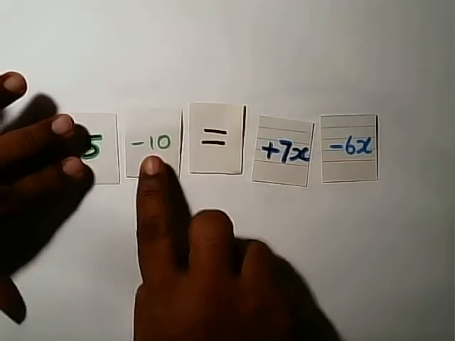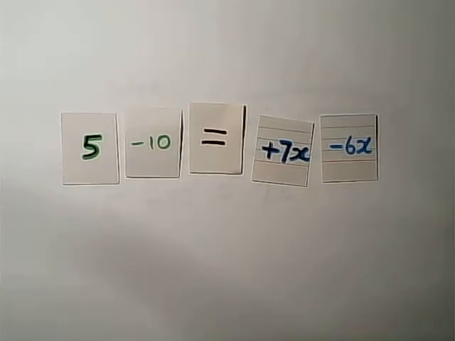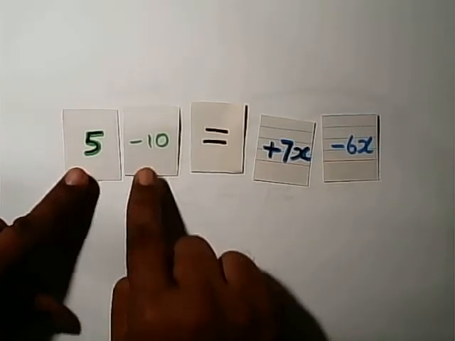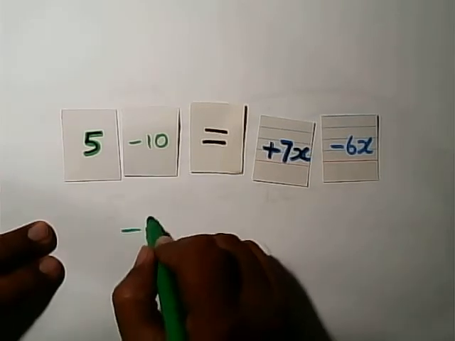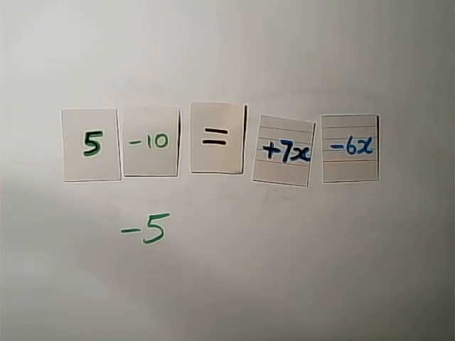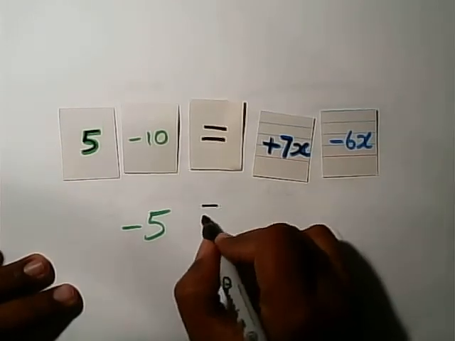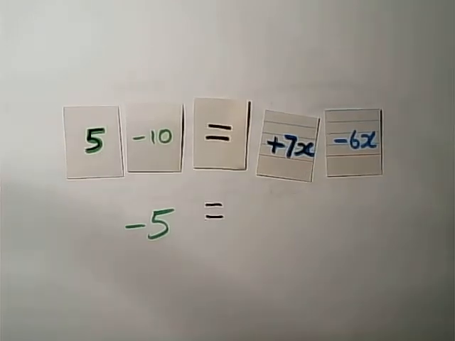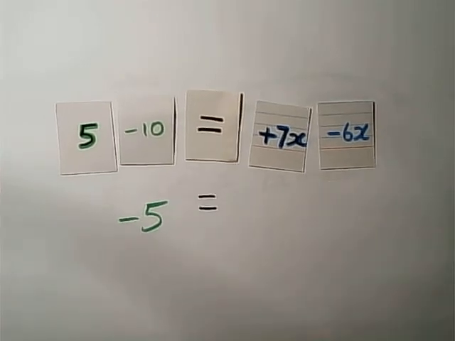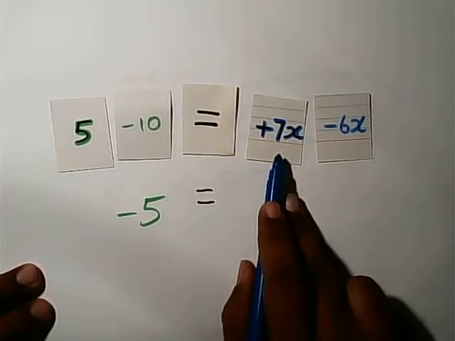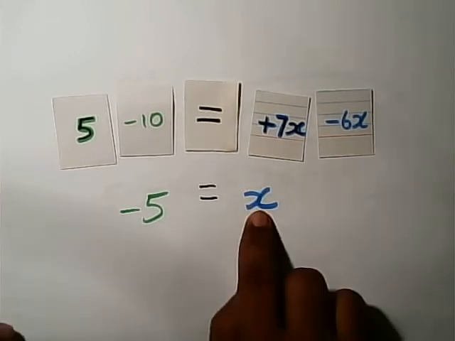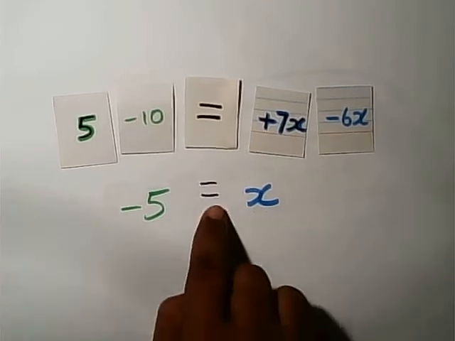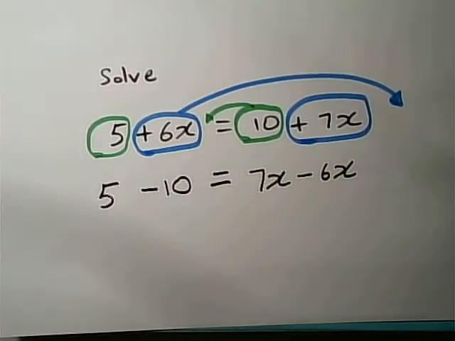That's what we have. Now that we have like terms, we could work it out. What is 5 take away 10? 5 take away 10 is equal to minus 5. And what is 7x take away 6x? 1x. 7x take away 6x is 1x, which we can write as just x. So that means x is equal to minus 5. Got it?